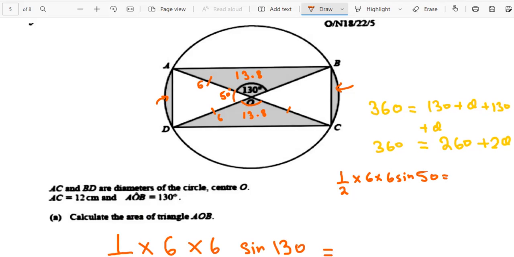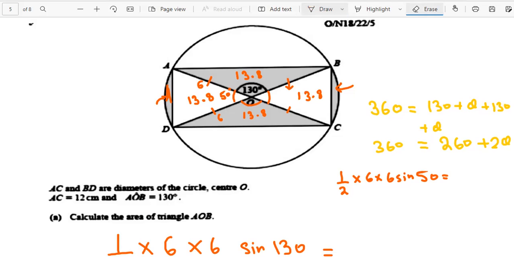Yes, so what exactly is the area? 13.8. Okay. This is 13.8. And what about this one? This circle is just like the other circle. This angle is also 50. The two sides are also same. So this would also be 13.8. But we are not interested in this 13.8. We are interested in this shaded region.